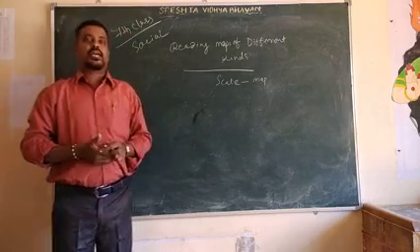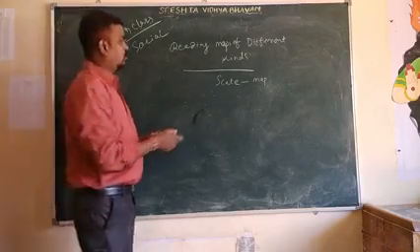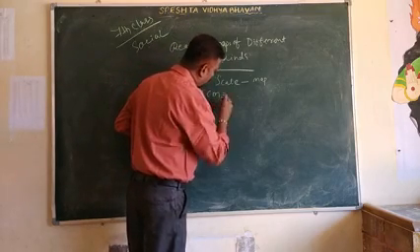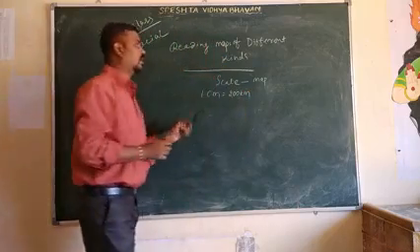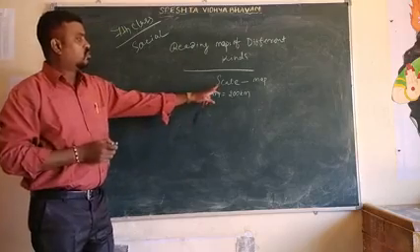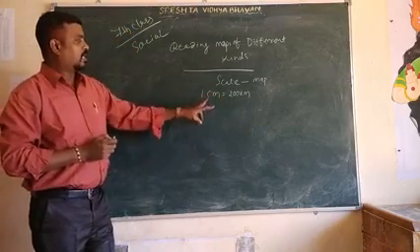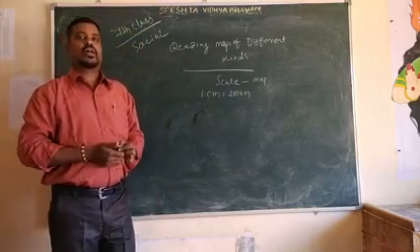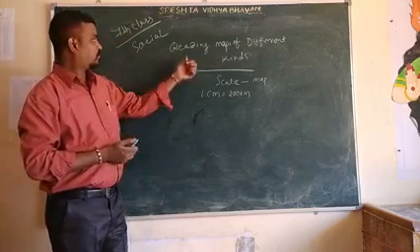In a scale, 1 centimeter is equal to 200 kilometers. On the map we can't see the kilometers, that's why we use the scale on the map. So in the scale, 1 centimeter is equal to how many kilometers? 200 kilometers.